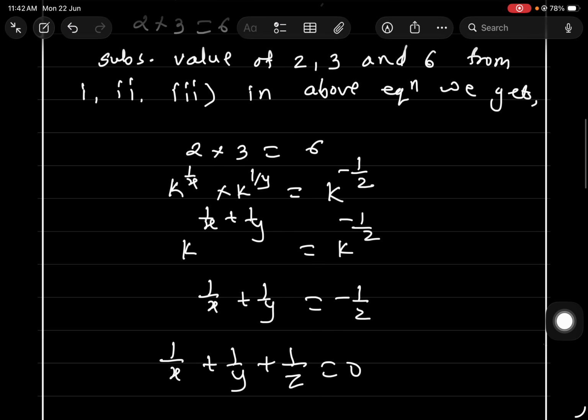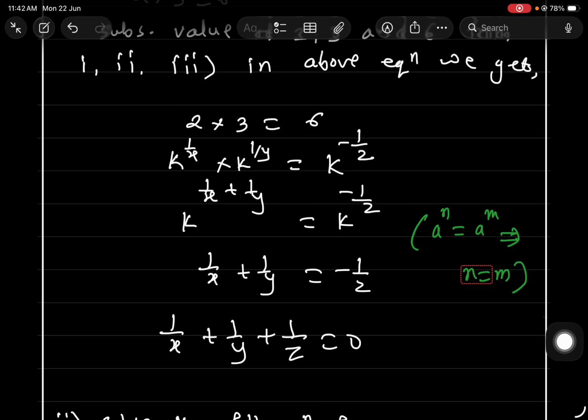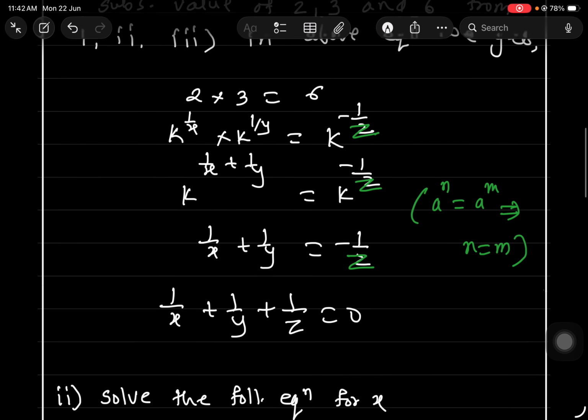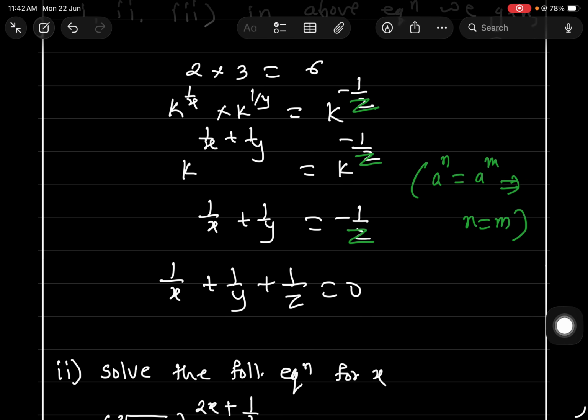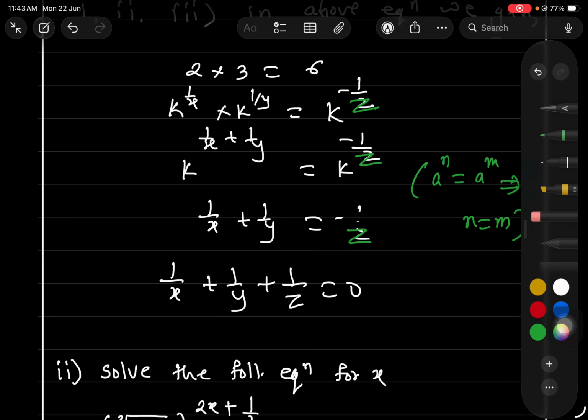So here this law we are again using: a raised to n equal to a raised to m means n equal to m. So 1 upon x plus 1 upon y equal to minus 1 upon z. This is the z, try to understand. See, it is looking a little like z. Then see here, very simple. Again I am writing here minus 1 upon z, okay.